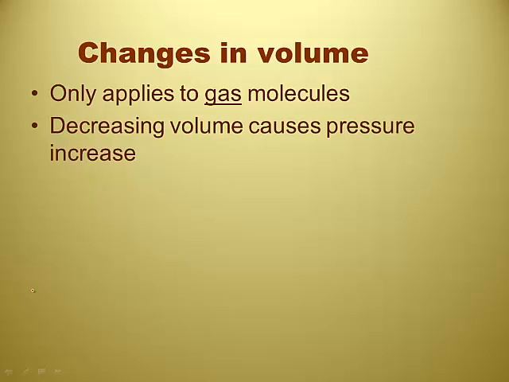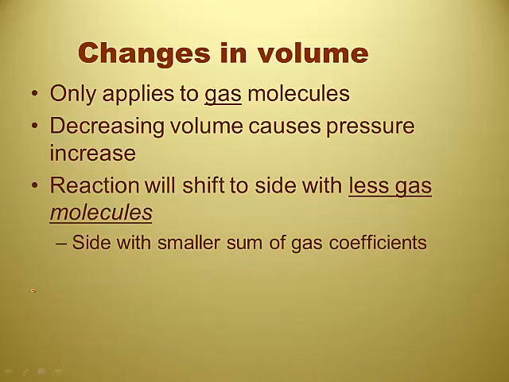Because there's less space for the gas particles to be in. So decreased volume, increased pressure. They're opposites. Now, ultimately, what happens here is that the reaction wants to shift to the side that has less gas molecules, because if you decrease the volume, it's got less space to be in. So what you do is you add up the gas molecules on both sides, figure out which side has less, and that's the direction it goes.